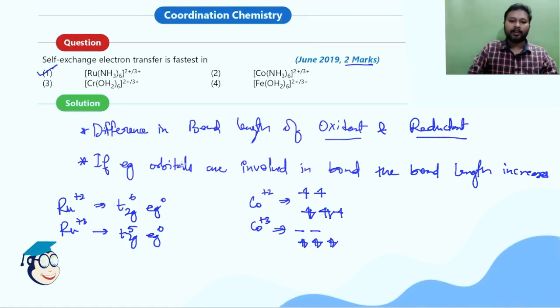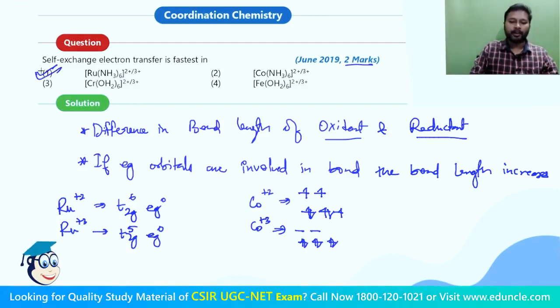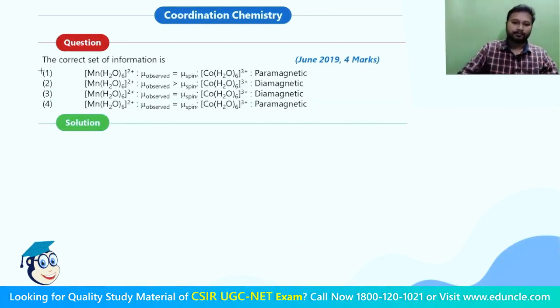And whether the bond length will increase or decrease depends upon the Eg orbital, that is, where your electrons are. If the electrons are in the Eg orbital, the bond length will increase. That's the whole concept behind this question. I hope you got it. So option number 1 is the correct option for this question. Let's go to the next question now.